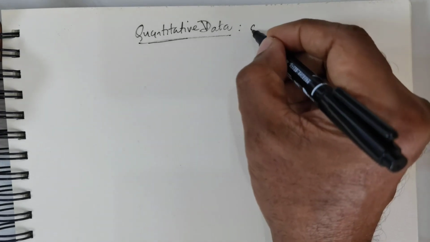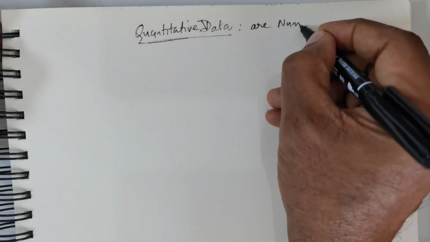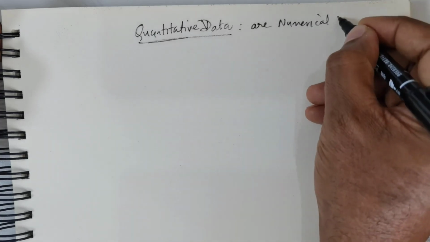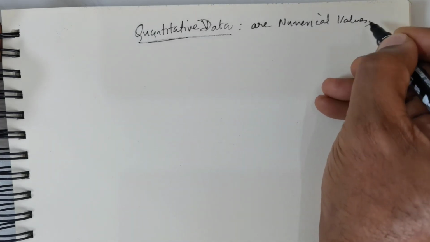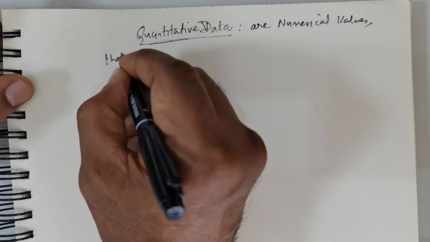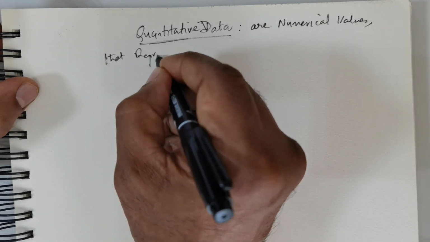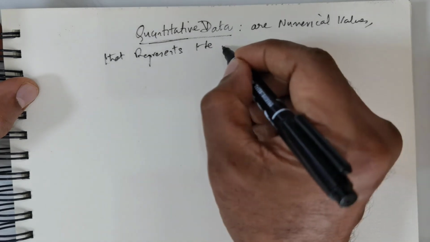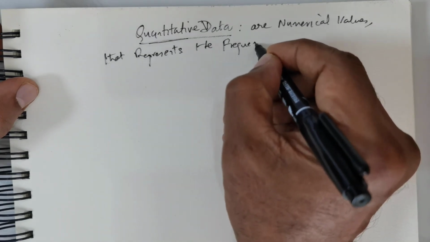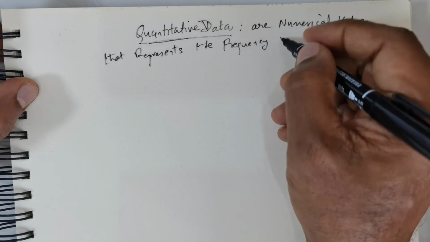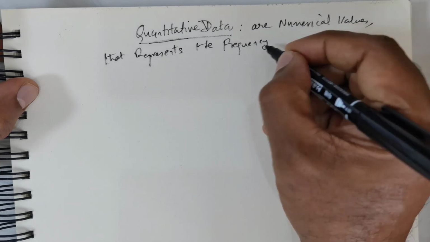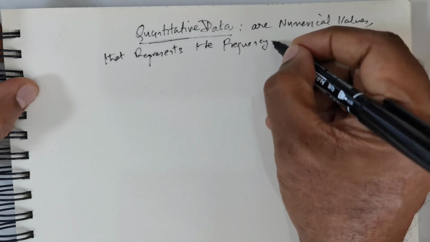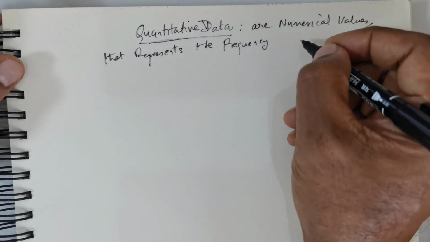Now, quantitative data are numerical values that represent the frequency. So it can be frequency. When I say frequency, that includes the observations that you come across.